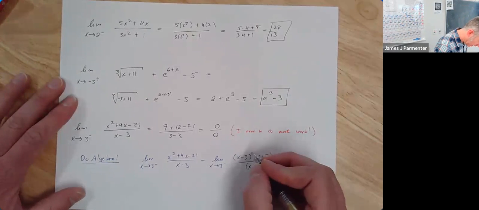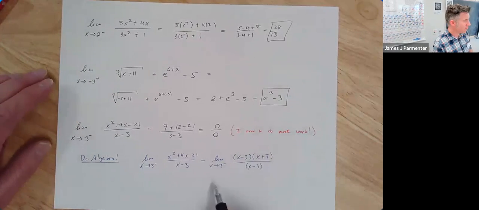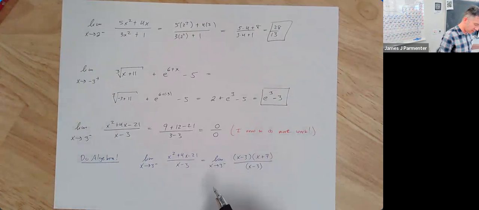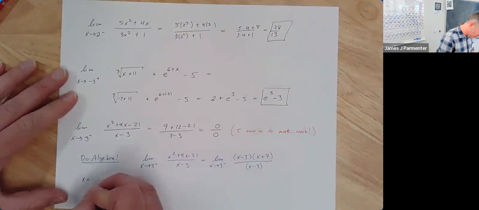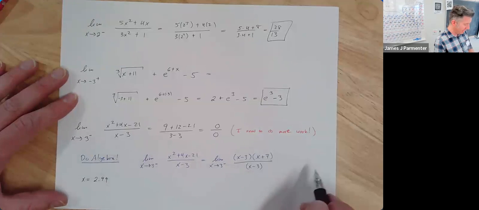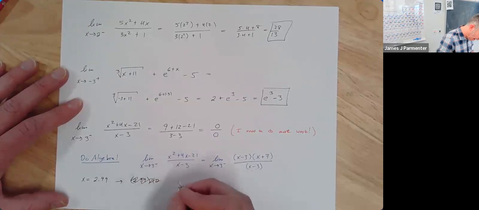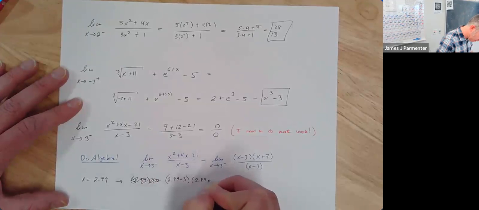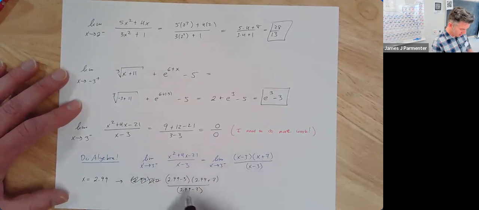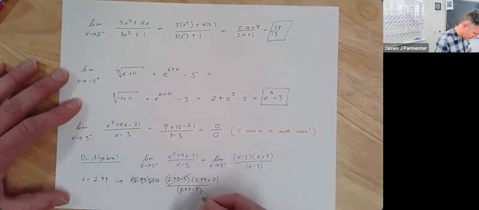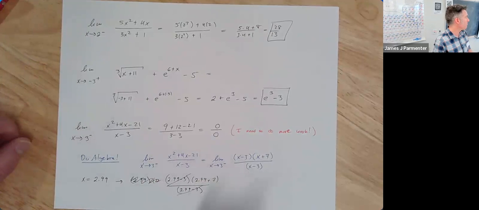It is totally legitimate to cancel these because what we're saying here is x is just approaching 3. It's not actually equal to 3. So for example, if x was equal to say 2.99 and I plug that in, I'd have 2.99 minus 3 times 2.99 plus 7 over 2.99 minus 3. And negative 0.01 divided by negative 0.01, those cancel out. I'm left with 2.99 plus 7, which is pretty close to 10. And that's exactly what's happening here.